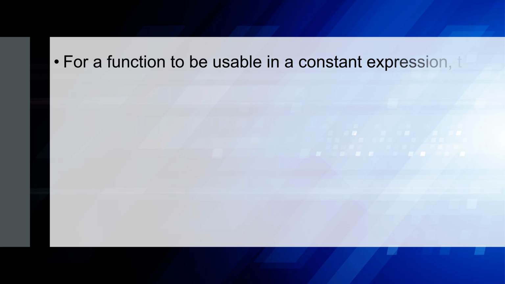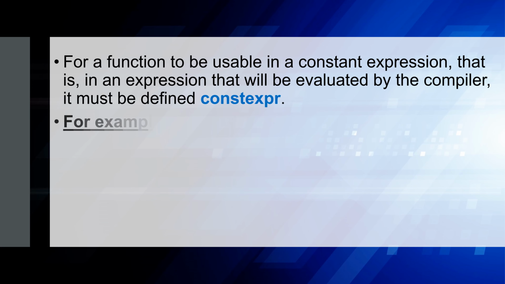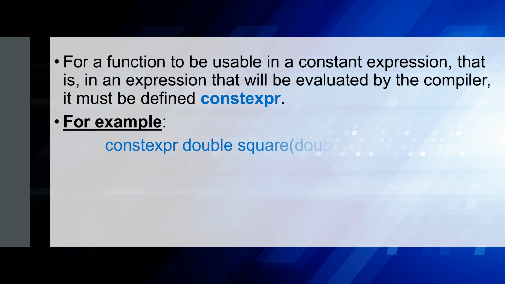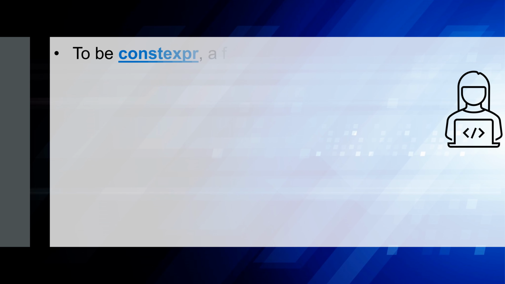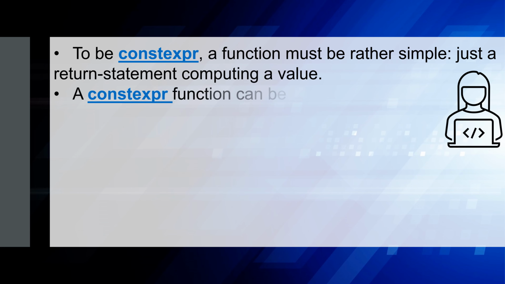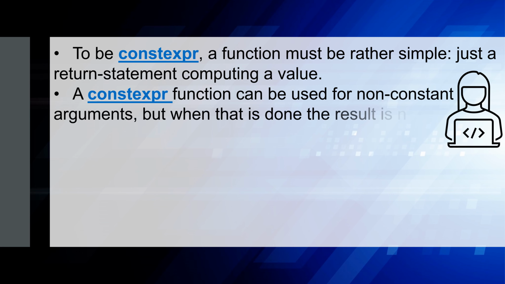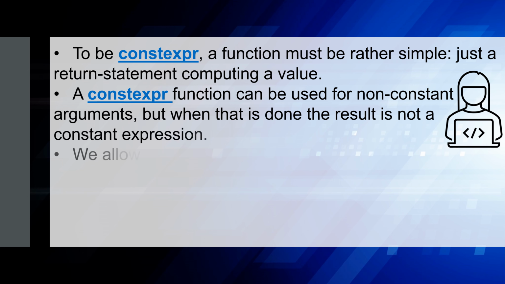For a function to be usable in a constant expression, that is, in an expression that will be evaluated by the compiler, it must be defined constexpr. For example, constexpr double square(double x) { return x * x; }. To be constexpr, a function must be rather simple, just a return statement computing a value.